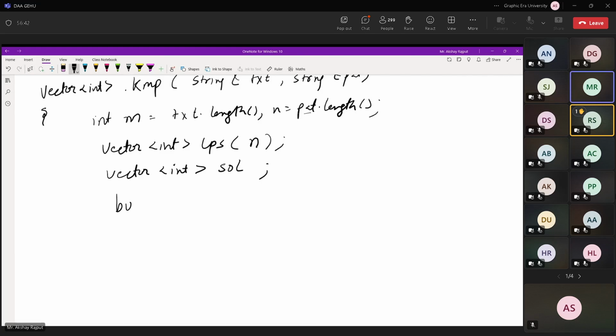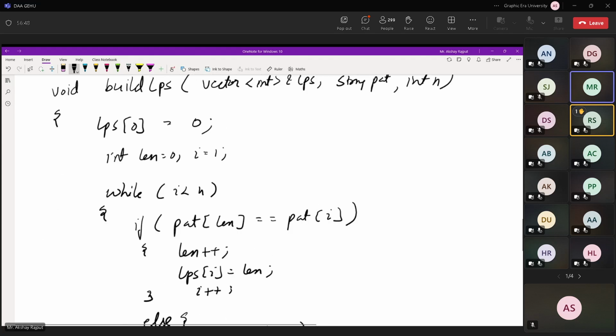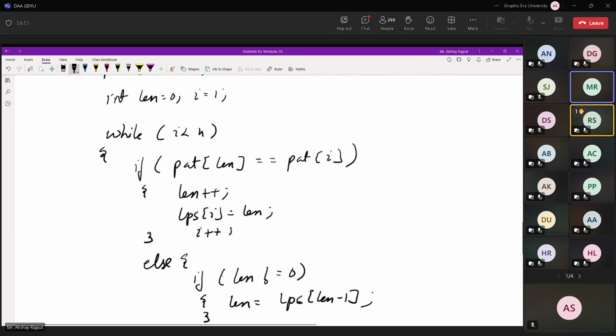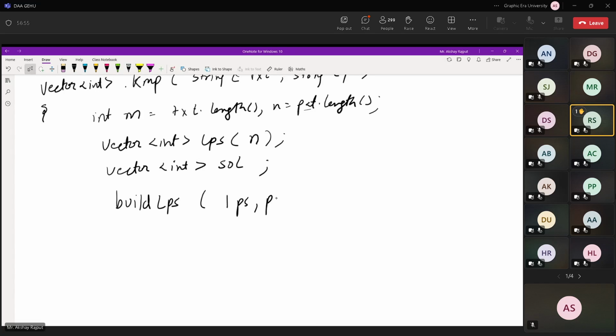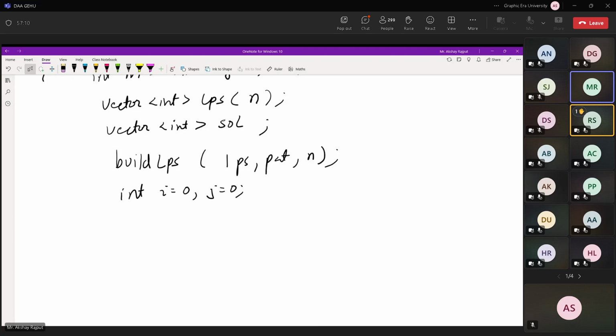Now we will call buildLPS with LPS, pattern and n. So this will build the LPS array. Now we are going to do two things: i equals 0, j equals 0. The same thing which we were doing during buildLPS, we are going to check here as well.